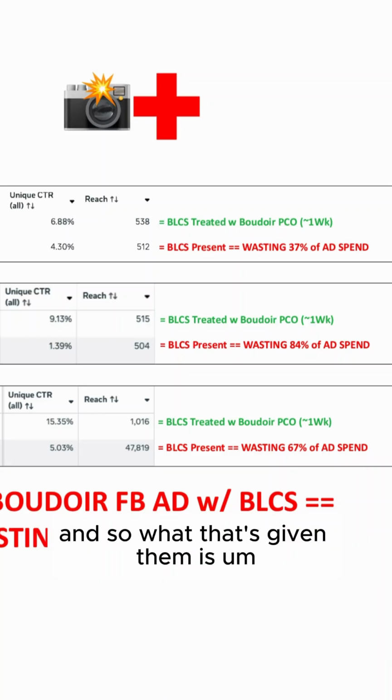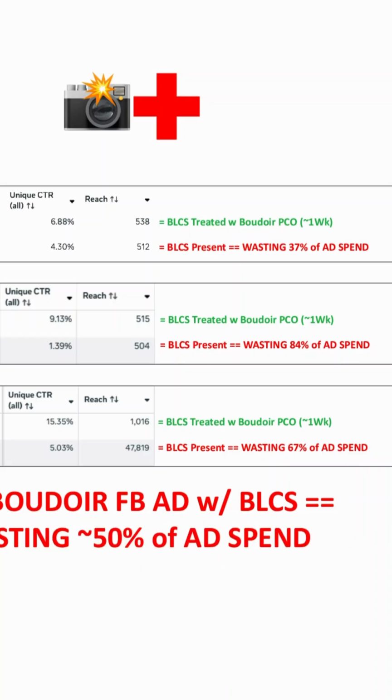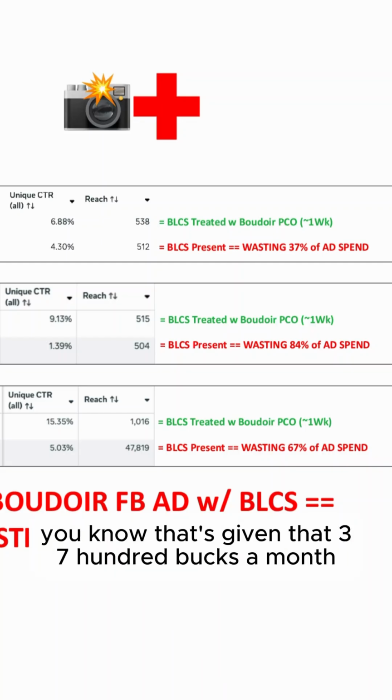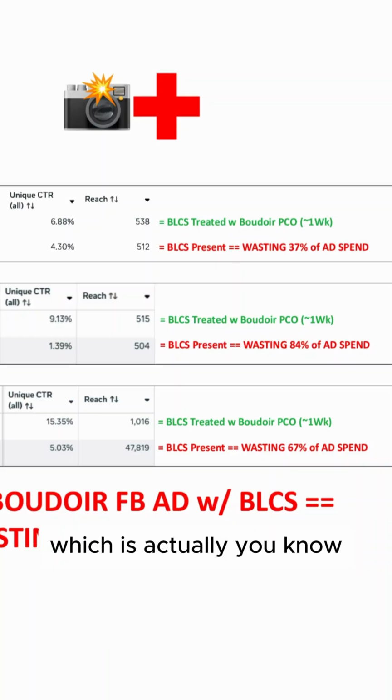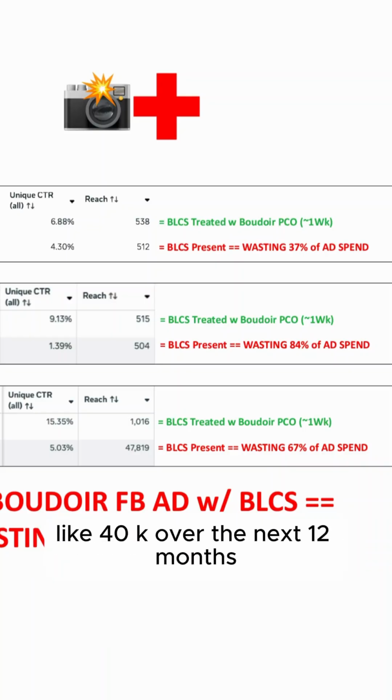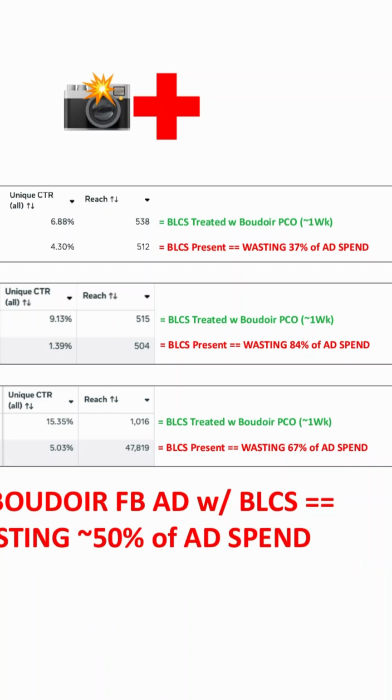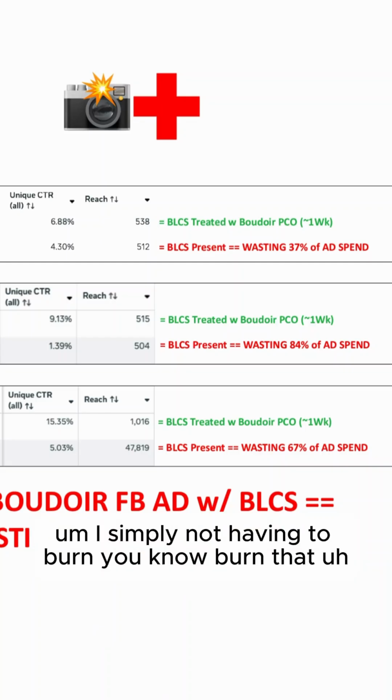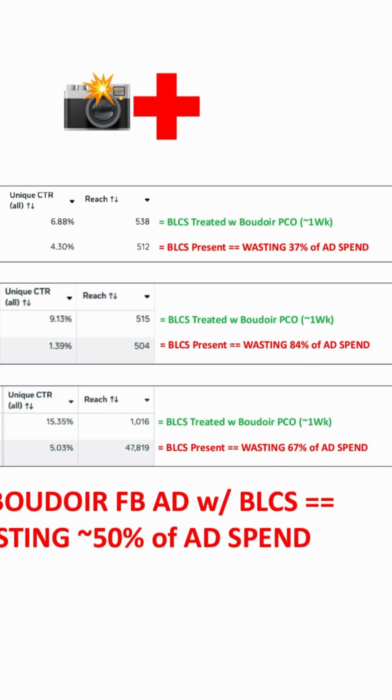And so what that's given them is $3,700 a month, which is actually like 40K over the next 12 months. By simply not having to burn that cost.